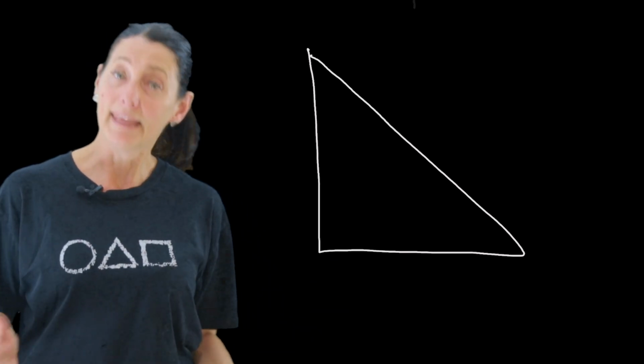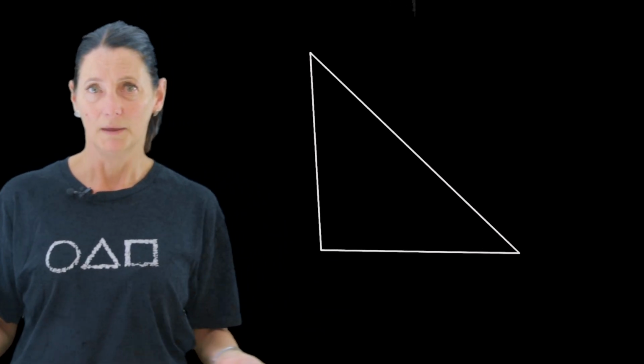Let's start with the right-angled triangle and labelling the sides. We need to label the sides of a right-angled triangle in order to apply our trigonometric functions, which we'll look at a bit later. Lesson 1, labelling the sides of a right-angled triangle.